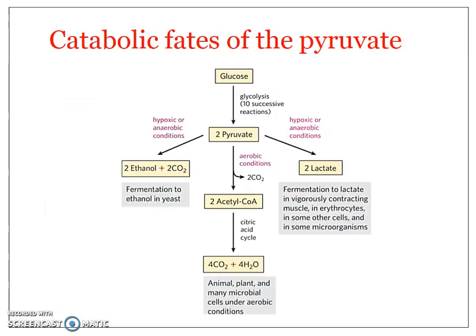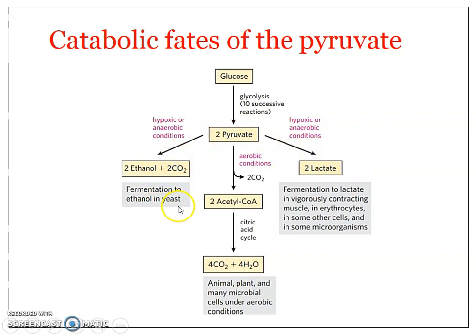Okay, now coming to the fates of pyruvate. Pyruvate is converted to different products based upon the condition the cell is in. The glucose undergoes the 10 successive reactions of glycolysis to produce two pyruvate molecules. The pyruvate molecule, when it is in anaerobic condition, can undergo two different kinds of reactions.